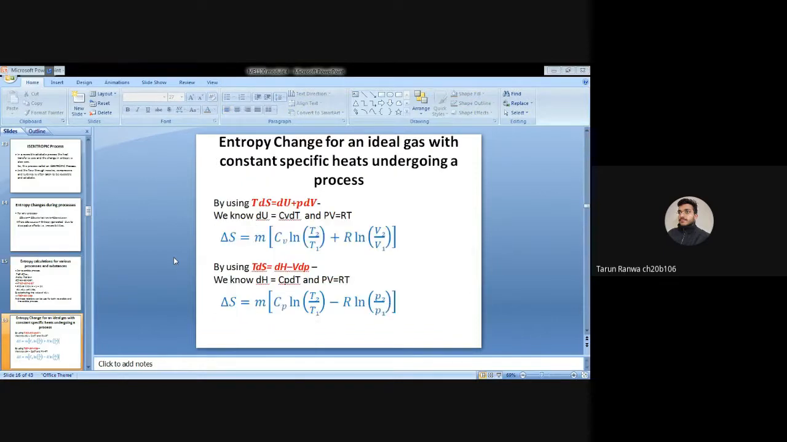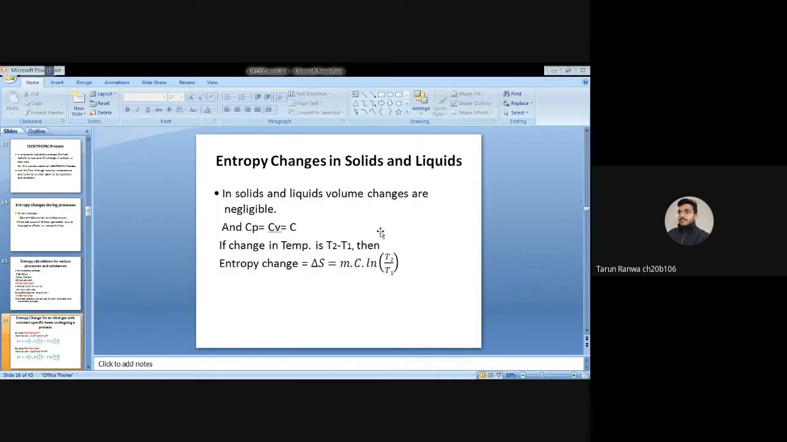Now, entropy change for an ideal gas with constant specific heats undergoing a process. By using the first equation, TdS equals dU plus PdV, and we know dU equals Cv dT, and the ideal gas equation PV equals RT, we can compute the entropy change: delta S equals m Cv ln T2 by T1 plus m R ln V2 by V1.